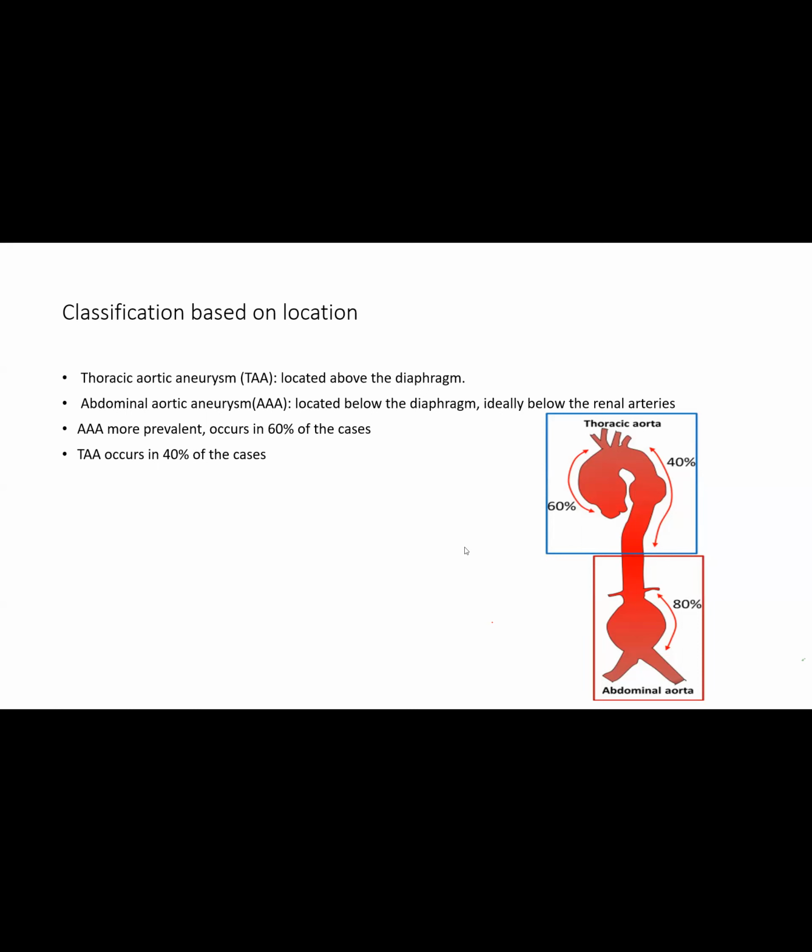So in thoracic aneurysm, it's anatomically defined as any aneurysm occurring in the portion of the aorta which is located above the diaphragm, and this is further subclassified depending on whether it's localized on the ascending aorta, the arch, or the descending one. However, the ascending aorta is the most common type.